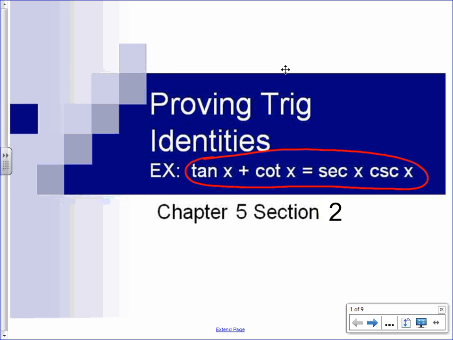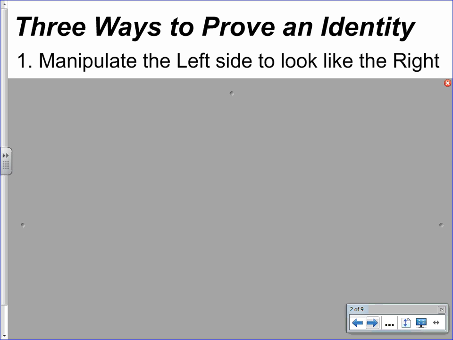Okay? Now, there's going to be many ways for us to do this. Okay? There's no right or wrong way. Well, there's not one right way. There are going to be some wrong ways. Okay? And we will talk about what those wrong ways are. Okay? 3 different ways you can prove an identity to be true.